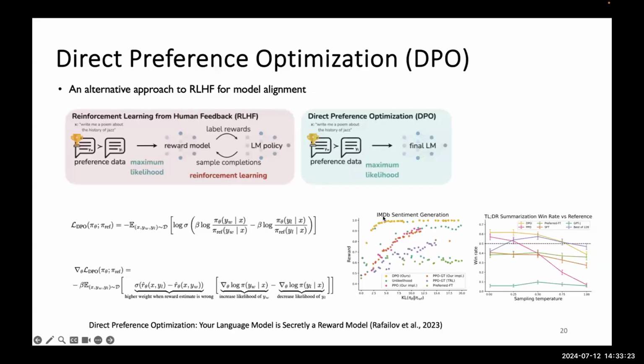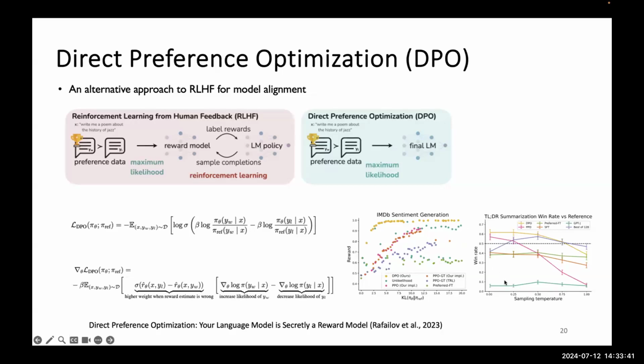These yellow dots are from the DPO approach, and reward is the pseudo reward that they define in the paper. And then, as you can see, for different PPO approaches or implementations, they're all still below the curve compared to the DPO curve.